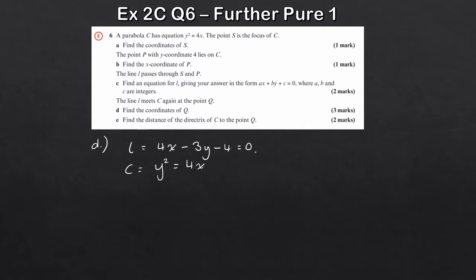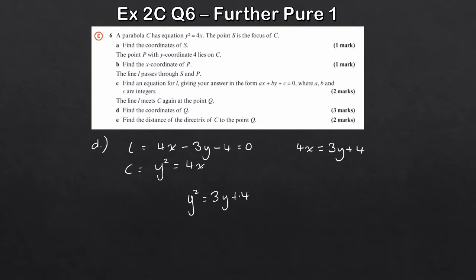Now, if these two lines intersect, then they're going to be equal to each other. So we can just use some substitution here, equate them, and then start solving to get our coordinates for Q. If you notice, y squared is equal to 4x, so all I can do is rewrite L in terms of 4x, and then substitute it into C. So that's 4x equals 3y plus 4, and substituting that in, I get y squared is equal to 3y plus 4.